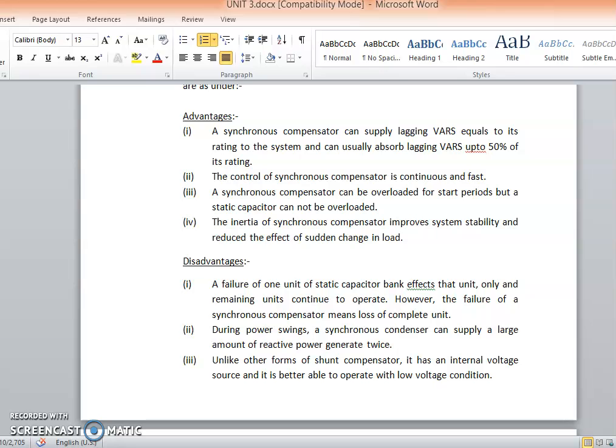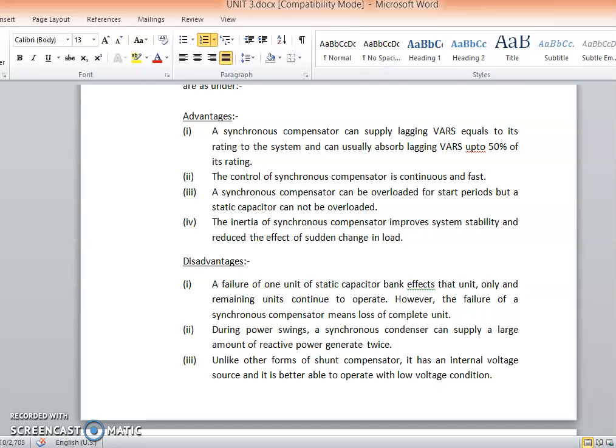It's a very important advantage. Another advantage is that the control of the synchronous compensator is continuous and fast. Third advantage, a synchronous compensator can be overloaded for the starting period, but a static capacitor cannot be overloaded. So we go for the synchronous compensator for voltage control. The inertia of the synchronous compensator improves system stability and reduces the effect of sudden change in load.